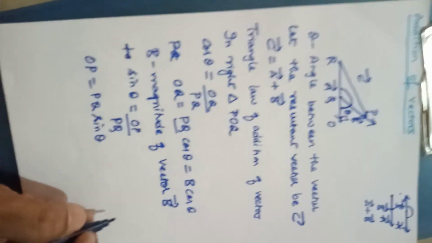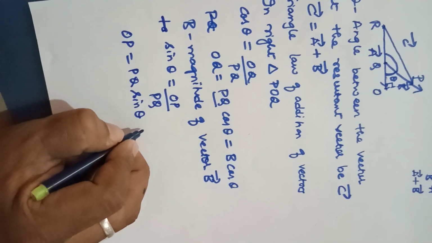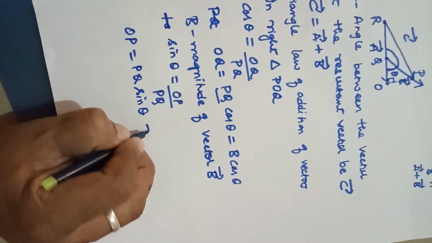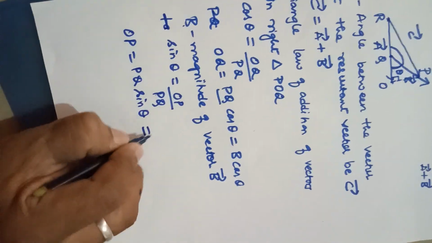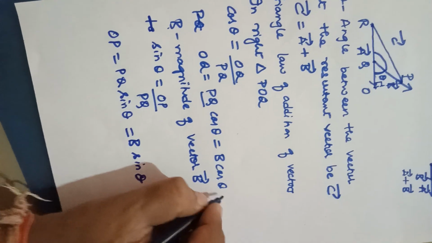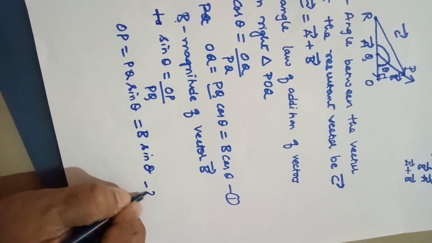What does PQ represent here? PQ again represents the magnitude of vector B, which is nothing but B sin theta. So let's call this equation 1. Let's call this equation 2.